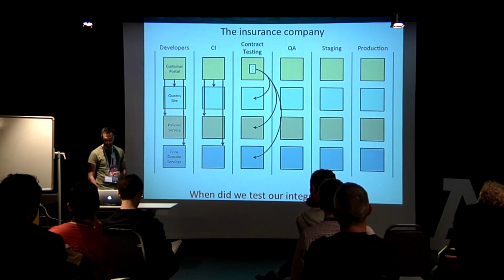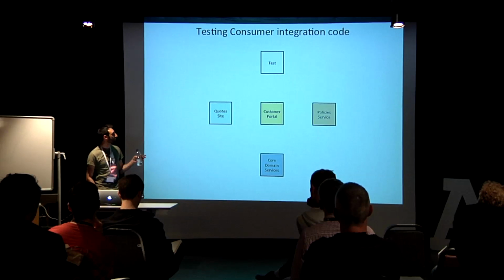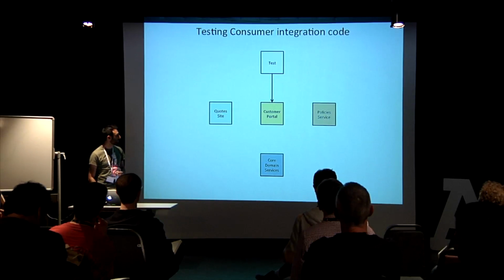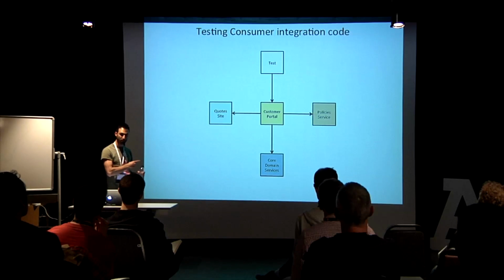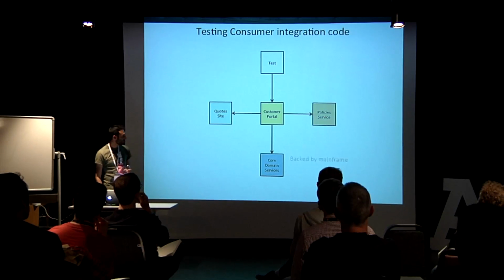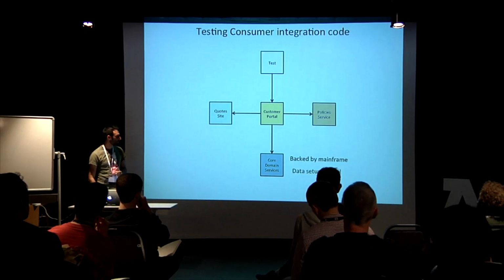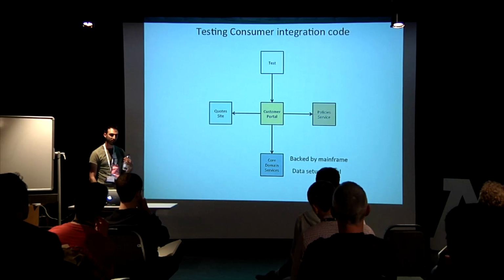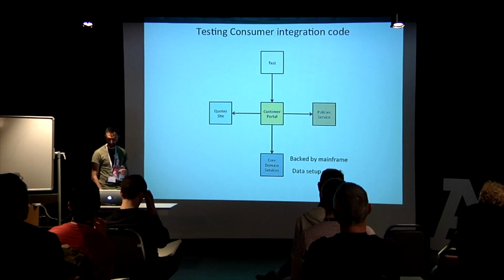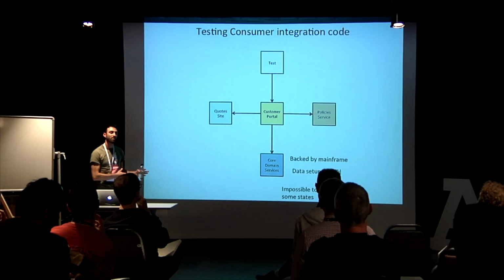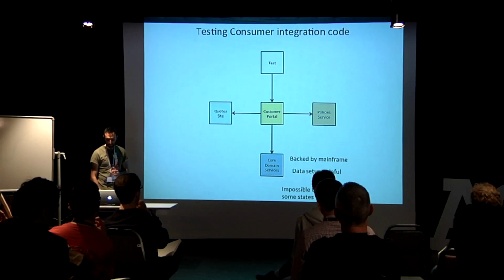So we started out on this path. And so we have an integration or functional test driving our customer portal, and that would speak to these external systems. But there were characteristics of these systems that meant that it wasn't easy to do this. So this one was backed by a mainframe, and that meant that data was quite hard to set up. We had to speak to a team that we weren't even co-located with to get all that data set up for our tests. Some of the states that we wanted to set up were not actually possible.